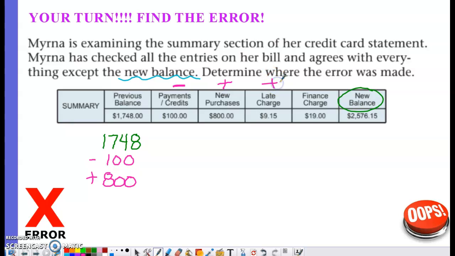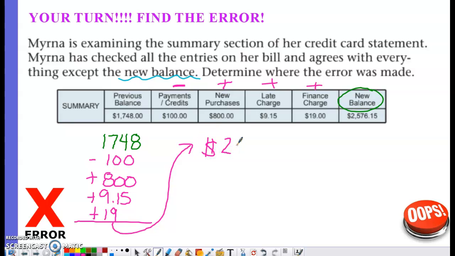A late charge of $9.15. We're going to add that. And then a finance charge of $19. We're going to add that. So when we do that, we should get that the new balance should be $2,476.15. This is what it should be. That's the correct answer. So the question is, what was the error that was made?